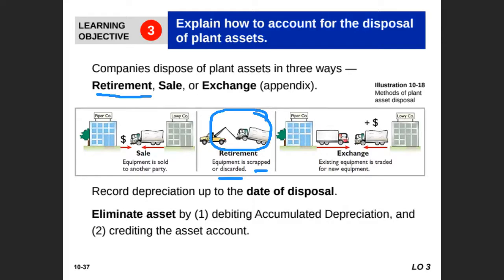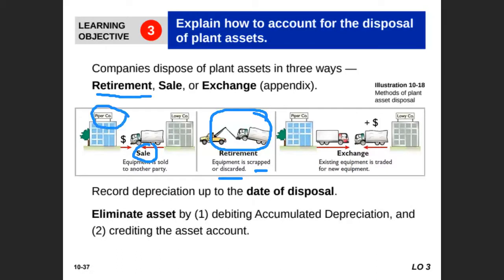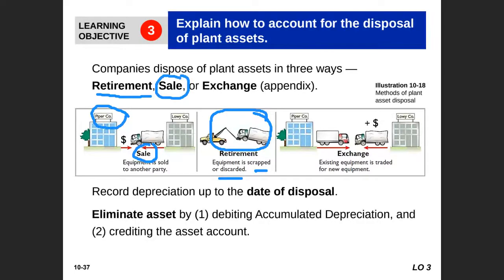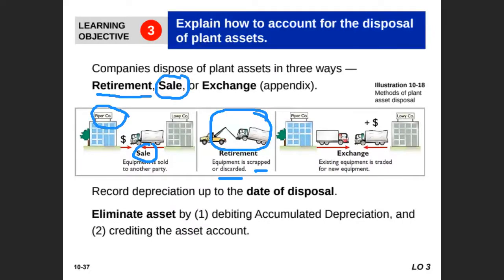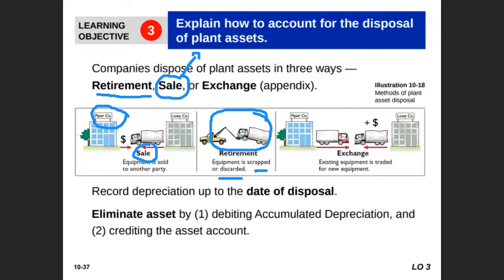Or you may sell it to another company for some amount. Remember, pay attention: if you sell it, you need the book value. What is the book value and how much are you selling it for? If the book value is 1000 and you sell it for 1200, there is a gain. If the book value is 1000 and you sell it for 600, there is a loss. So whenever you sell an asset, you have to compare it with its book value.